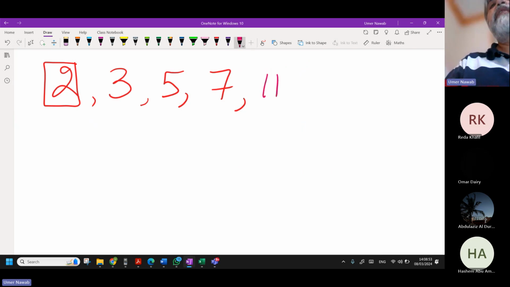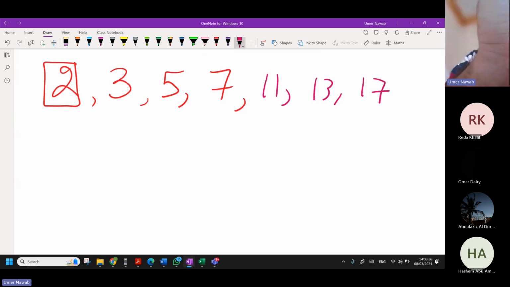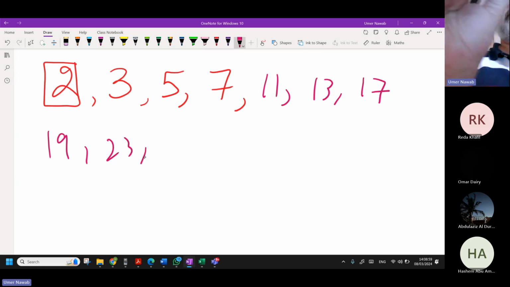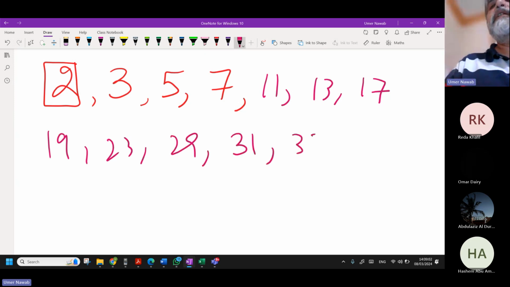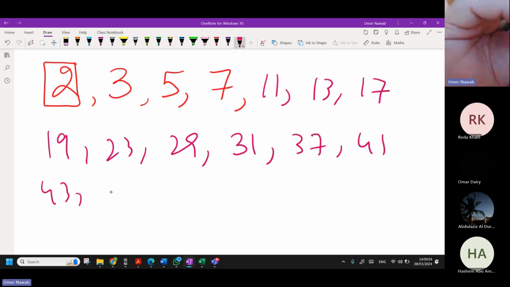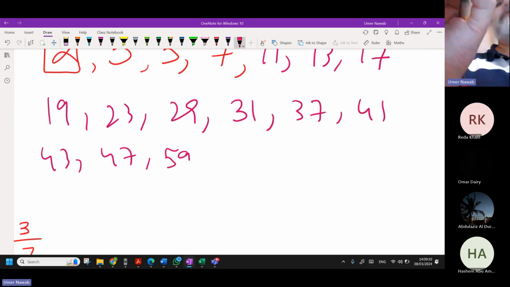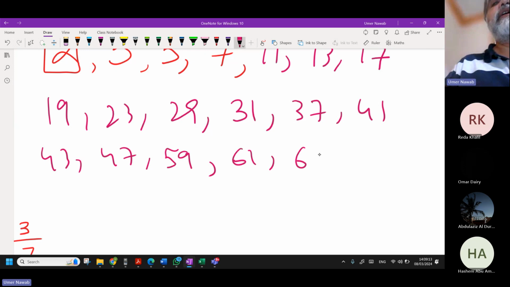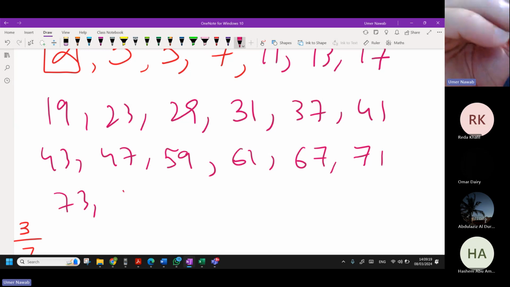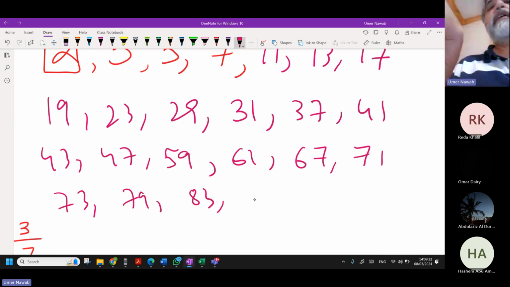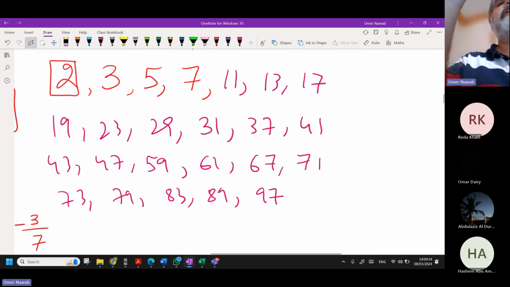So next prime number is 11, then 13, then 17, then after that 19, then 23, then 29, then 31, then 37, then 41, then 43, then 47, then not 51. 51 can be divided by 3. 57 can be divided by 3. 59, then 61, then 67, then 71, then 73, then not 77, 79, then 83, not 87, because 8 plus 7 is 15. It can be divided by 3, 89, and the last prime number is 97. And if you count them, they are 25 prime numbers.